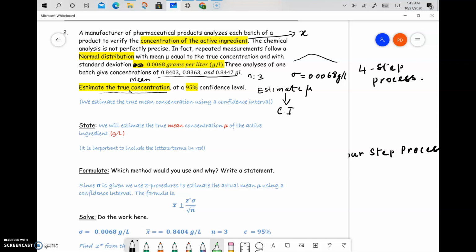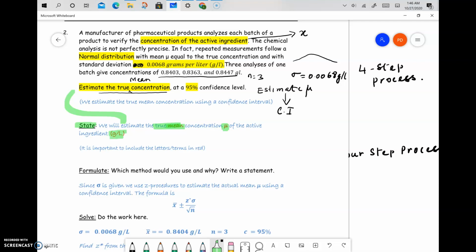So let's see what the statement says. First, we make a clear statement. It's very obvious. You read the question and that's exactly what you're saying. We will estimate the true mean concentration mu of the active ingredient in grams per liter. You can even add using a confidence interval. So write down everything. Use the term true mean, because that's exactly what we are estimating. Use the letter mu, because that's the letter that denotes the true mean or the actual mean, and also mention the units.